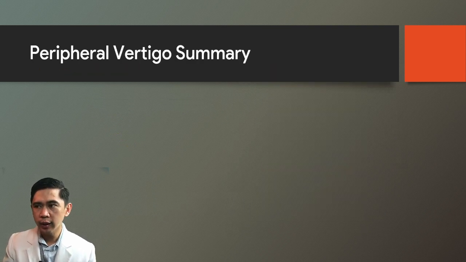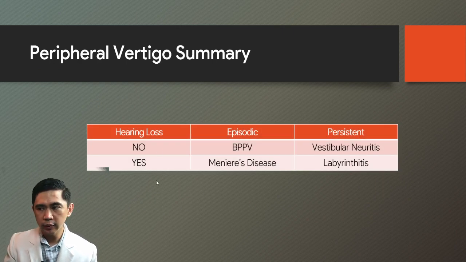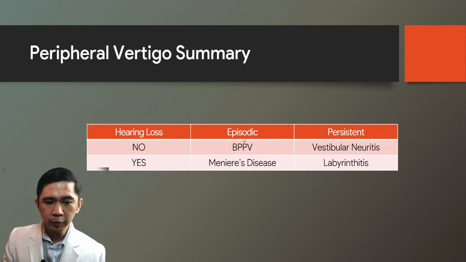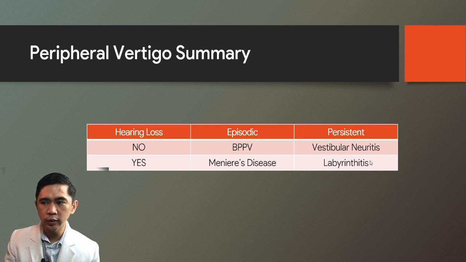So to summarize the most common vertigo entities, you can put them in a table. One column is hearing loss, and one column is whether the vertigo is episodic or persistent. In BPPV, it is episodic, only seconds to minutes, and it doesn't have hearing loss. But if it's persistent, hours to days, and doesn't have hearing loss, it is vestibular neuronitis. If you have hearing loss and it is episodic, it is called Meniere's disease. And if you have hearing loss and persistent vertigo, it is labyrinthitis, especially if you have a history of an acute ear infection.